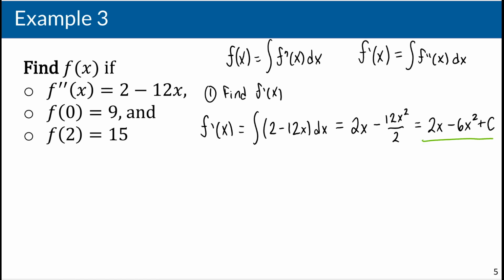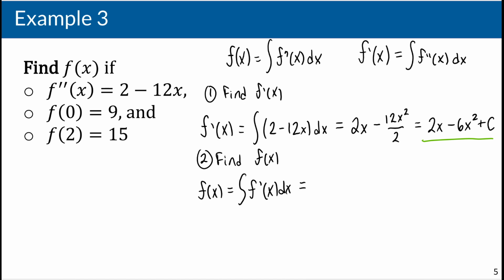That's what this is. And if I take the indefinite integral again, so find the antiderivative of all of those terms, it's going to get me back to the original function, f of x. So that's what I'm going to do now. I'm going to find f of x. And so f of x will be equal to the indefinite integral of f prime of x.